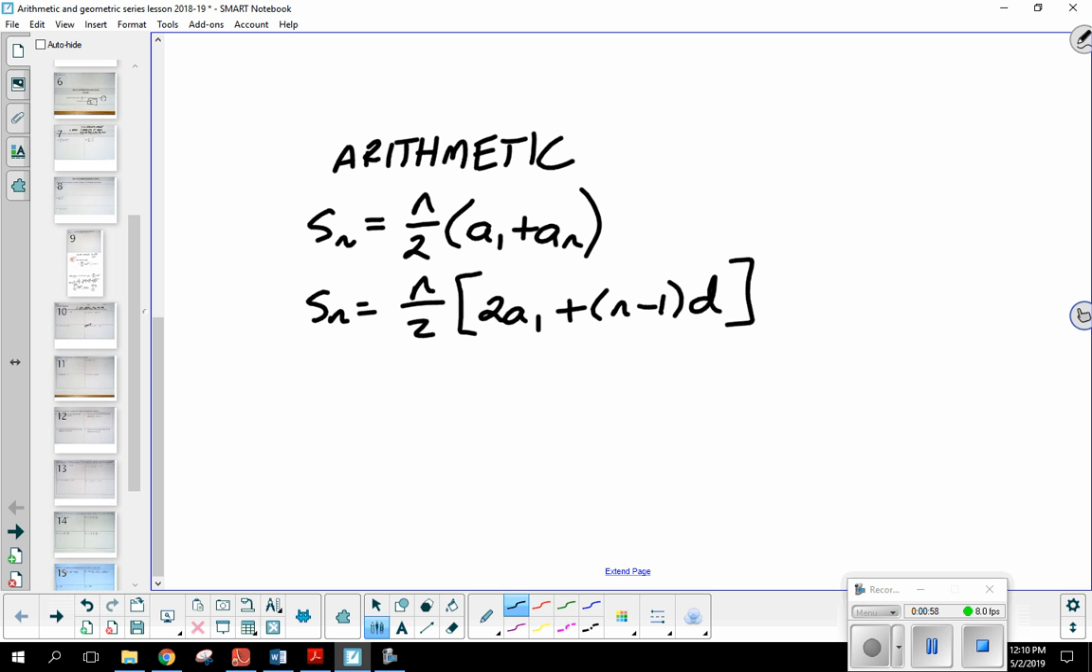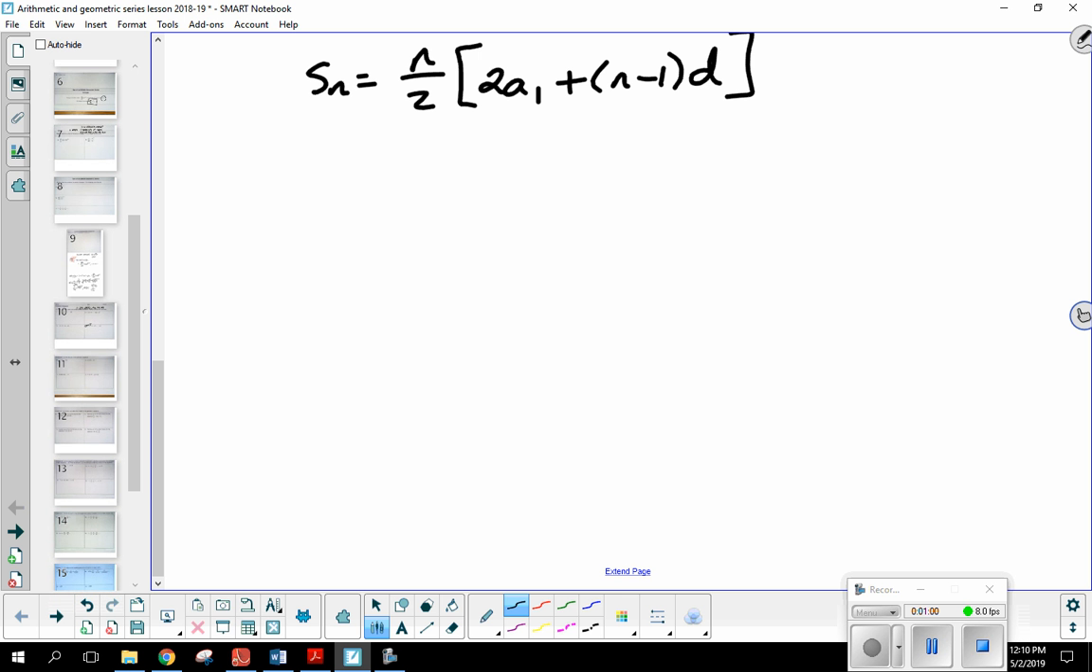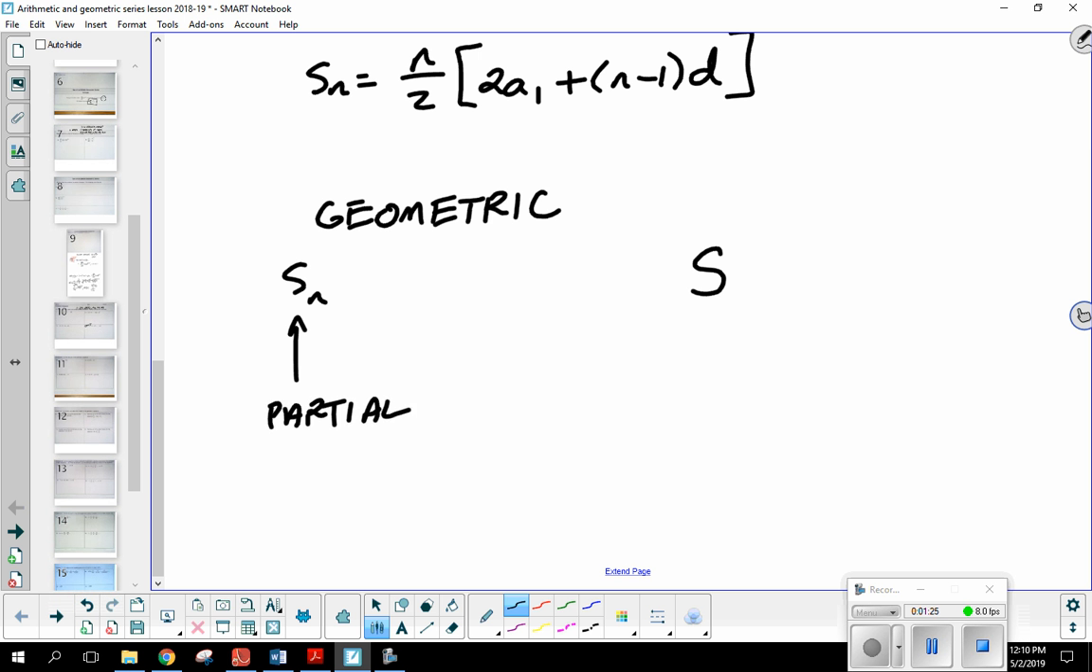Now if it was geometric, then we have two versions. Remember, we have a partial sum, S sub n, and we have an infinite sum. The infinite sum was just S. Remember, there was no subscript n. Let me write that out. This one was the partial. This one was the infinite.